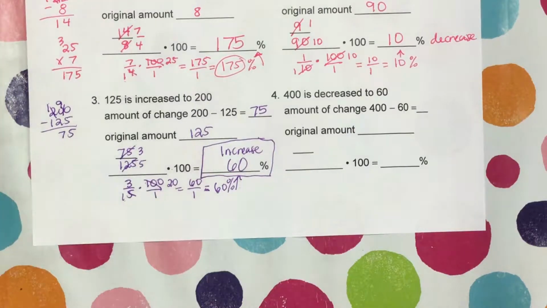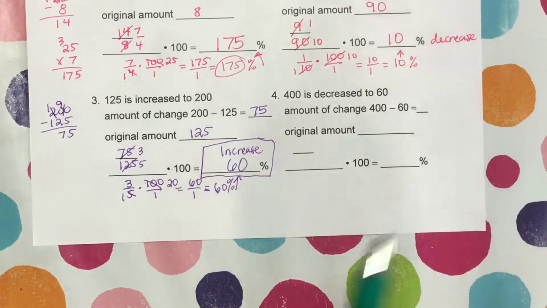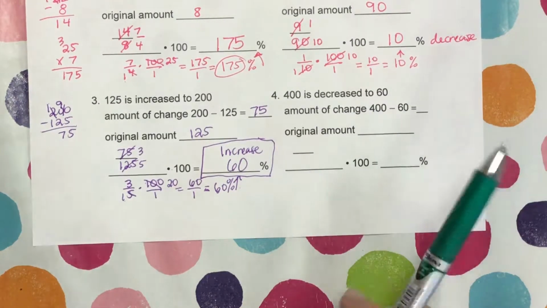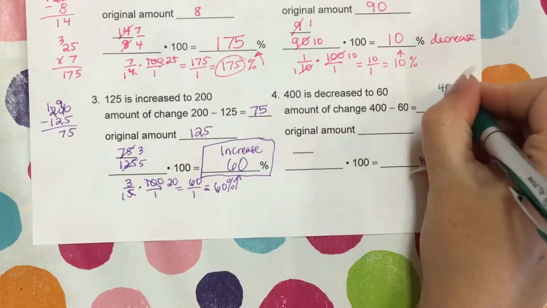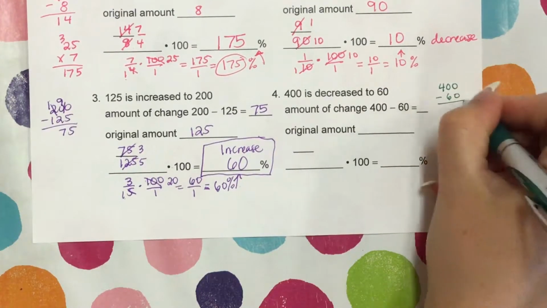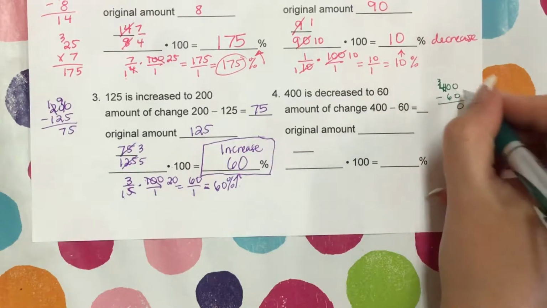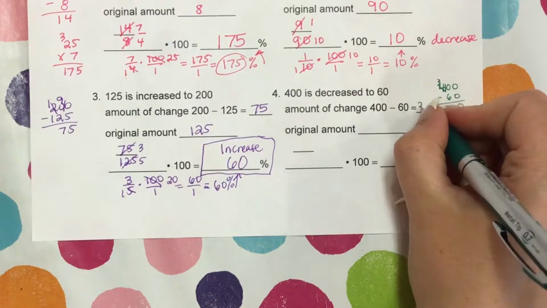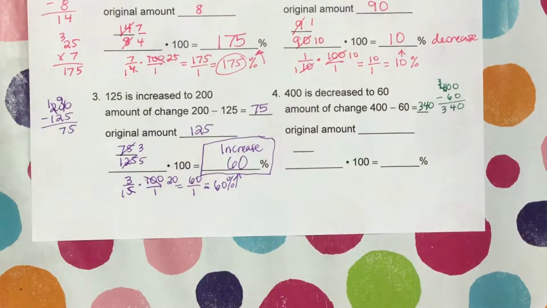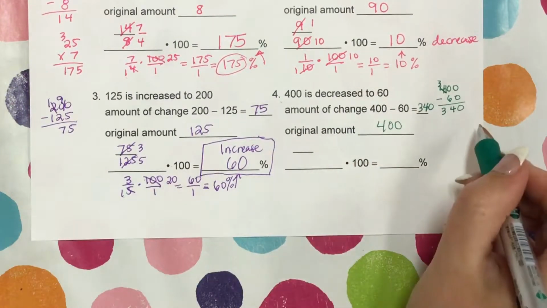So problem number 4 states that 400 is decreased to 60. So the first thing we need to do is find the amount of change between 400 and 60. I'm going to do that off to the side here. 400 minus 60. 0 minus 0, 0. That's not big enough, so I need to borrow, making that 10. 10 take away 6 is 4. I drop down the 3, and so I'm left with 340. So that's the amount of change. The original amount is what I started with, and I started with 400. So now I'm ready for my equation.